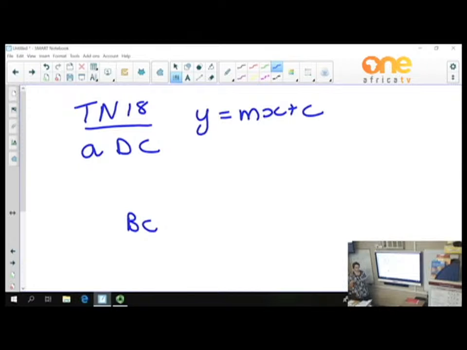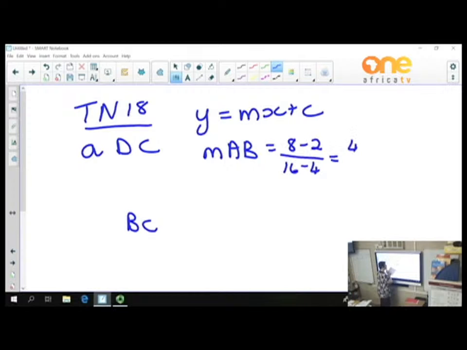I can find the gradient of AB because those two lines are parallel. So I start up, and it's nice if you write it out like this so that we can see what you are doing if I have to give method marks. Okay, what is the gradient then of AB? 8 minus 2 over 16 minus 4. So it's 6/12, which is a half.